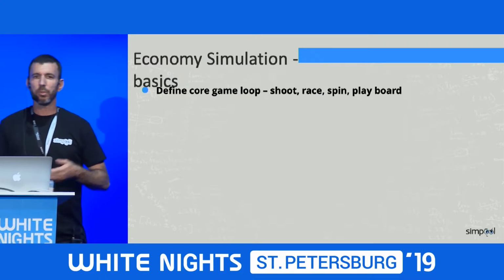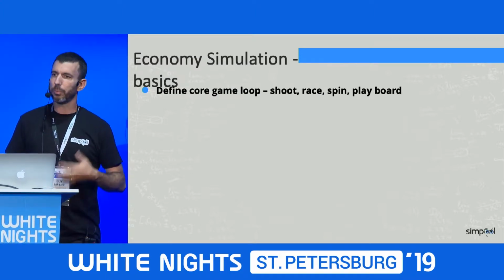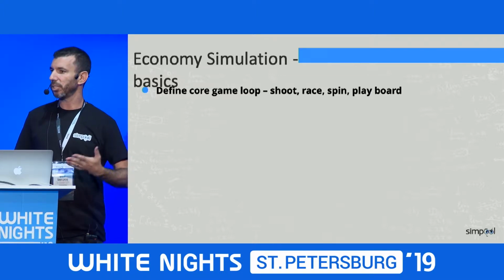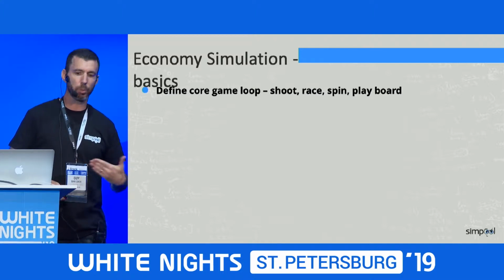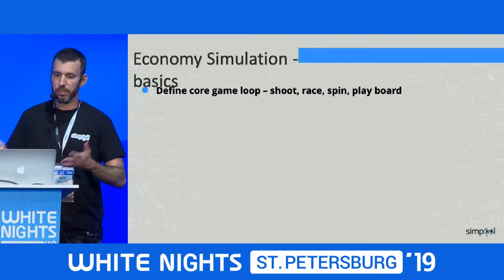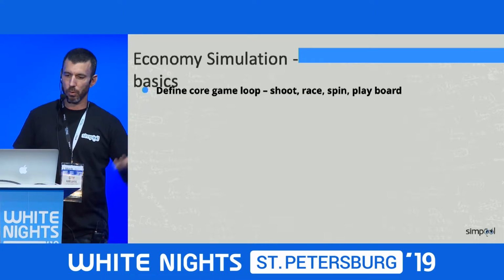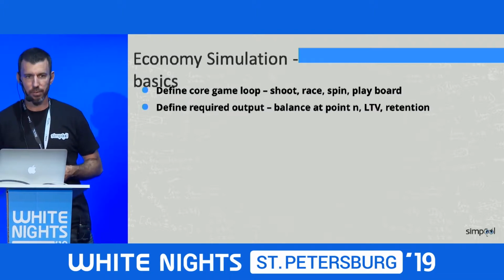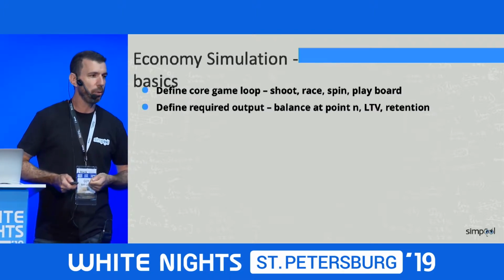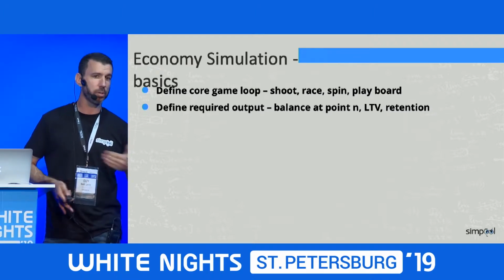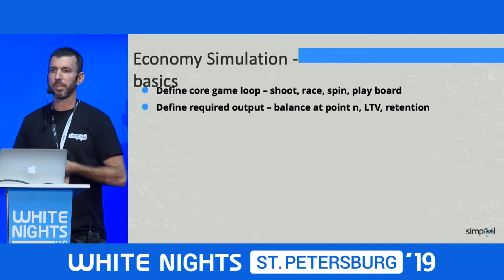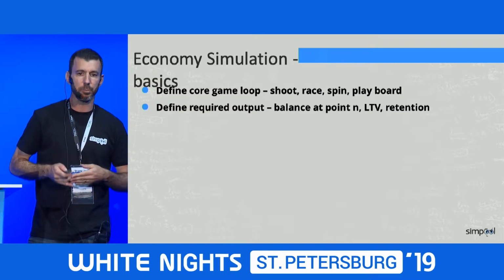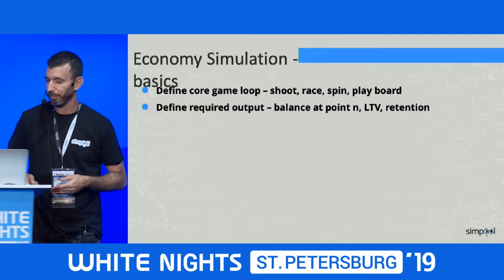First, we need to define the core game loop that we're actually developing. This is the purest set of actions that users are doing in the game that we're developing. It can be shooting, racing a car, making a spin, or even playing a board game. Then we need to define what we want to achieve through this simulation. Do we want to evaluate the user balance, the currency, at a certain point of time, at a specific point in the game? Do we want to predict the lifetime value at the end of this simulation? Do we want to predict retention?